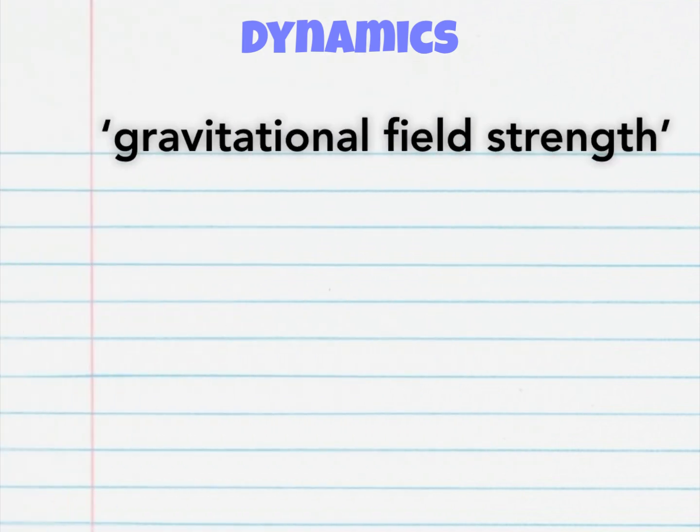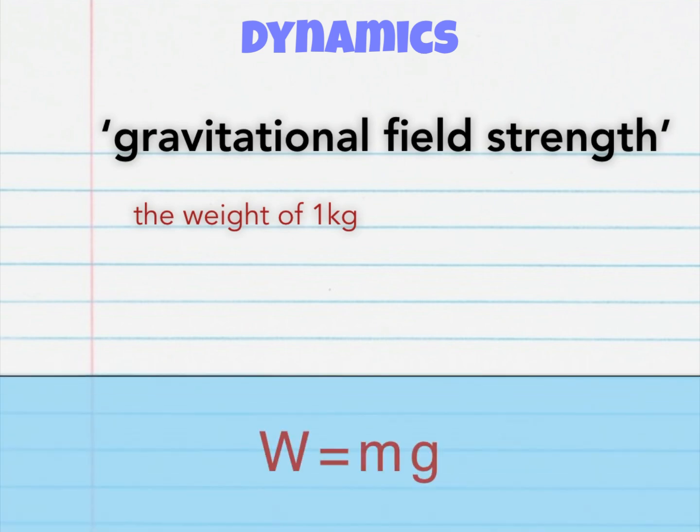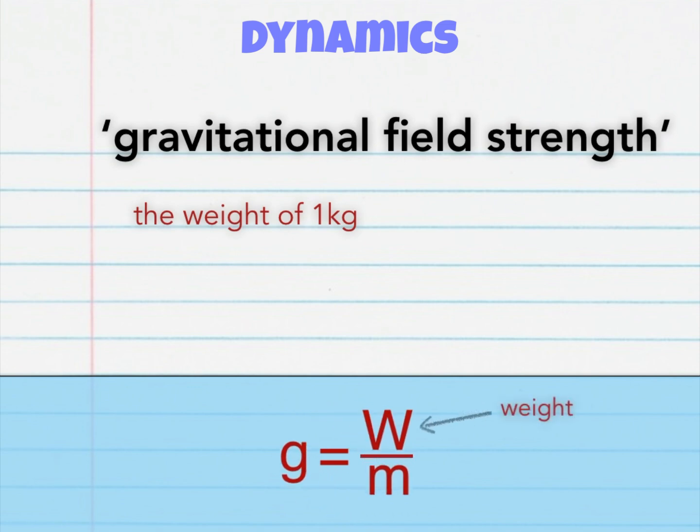So gravitational field strength is the weight of 1 kilogram. We can use the equation W is equal to mg to help with this one, but rearrange to make gravitational field strength g the subject. To do this, divide both sides by m. W is weight in newtons and m is mass in kilograms. So the gravitational field strength on a planet is just the weight of 1 kilogram on that planet.